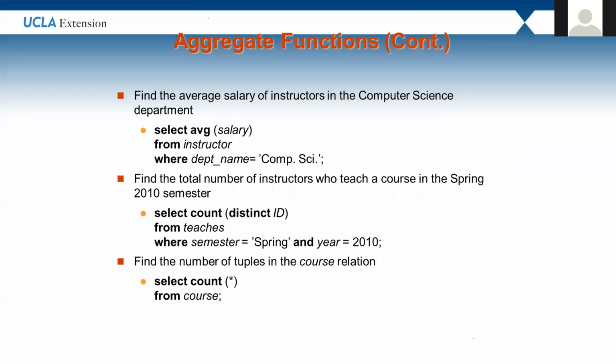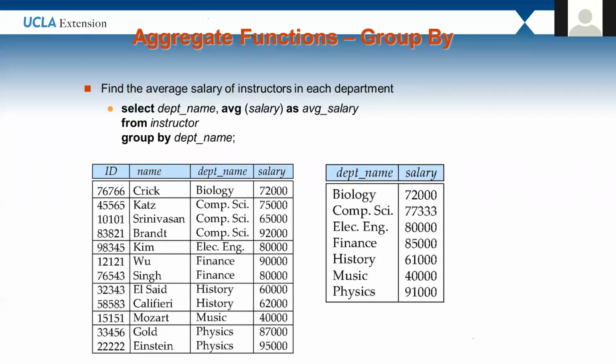You can also count the number of teachers who teach in the spring of 2010. You would select count distinct ID from teaches, which is a table, where semester equals spring and year equals 2010. To find the number of tuples in a course relation, you would do a select count star from course. Okay, so what do we have here?